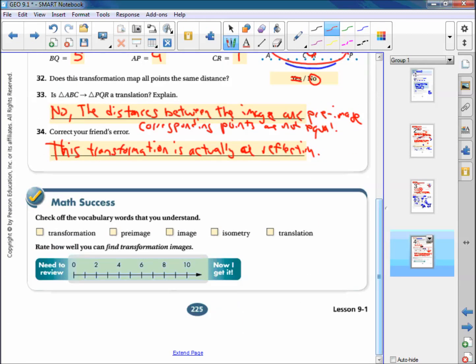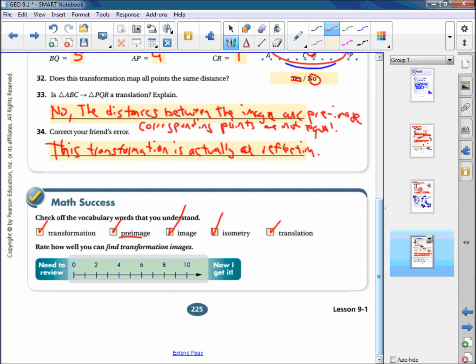All right, so down here, check out the vocabulary words that you understand. So hopefully you're with transformation. Pre-image, that's the one we start with, and then we do stuff to it, transform it to get the image. And then isometry means we don't change the image at all. It's still congruent. It's just been moved around. And then a translation is one way we move it, which is sliding.